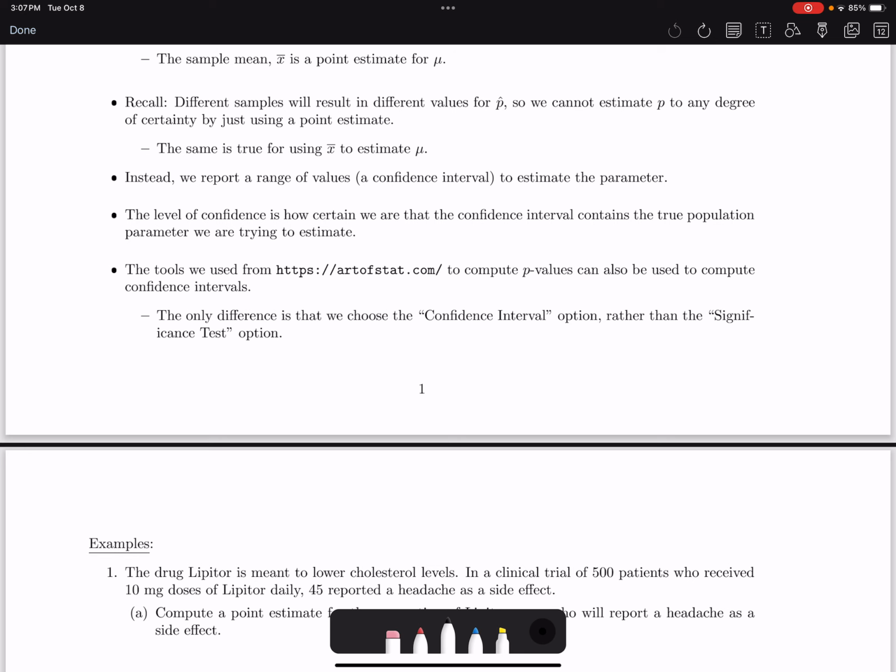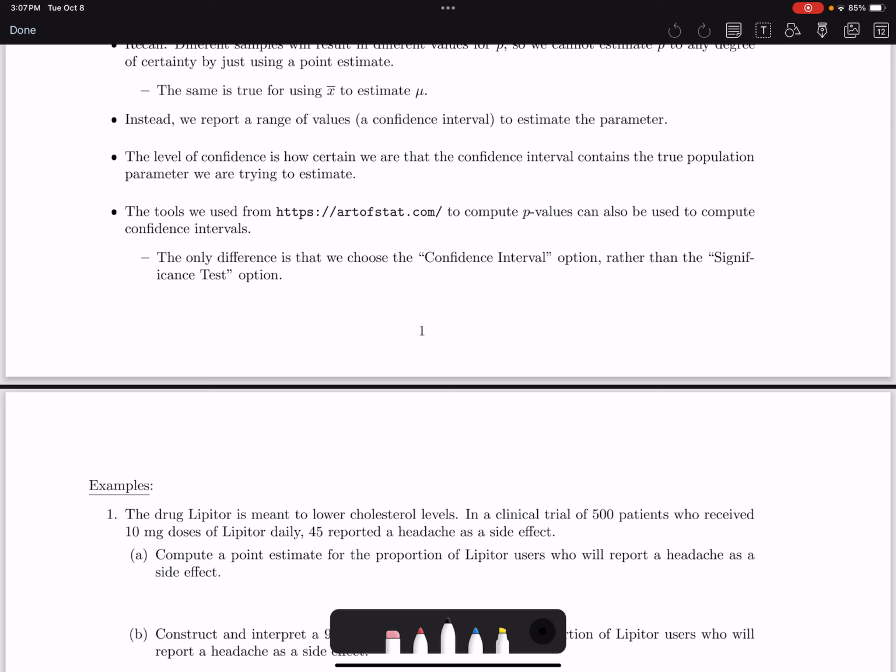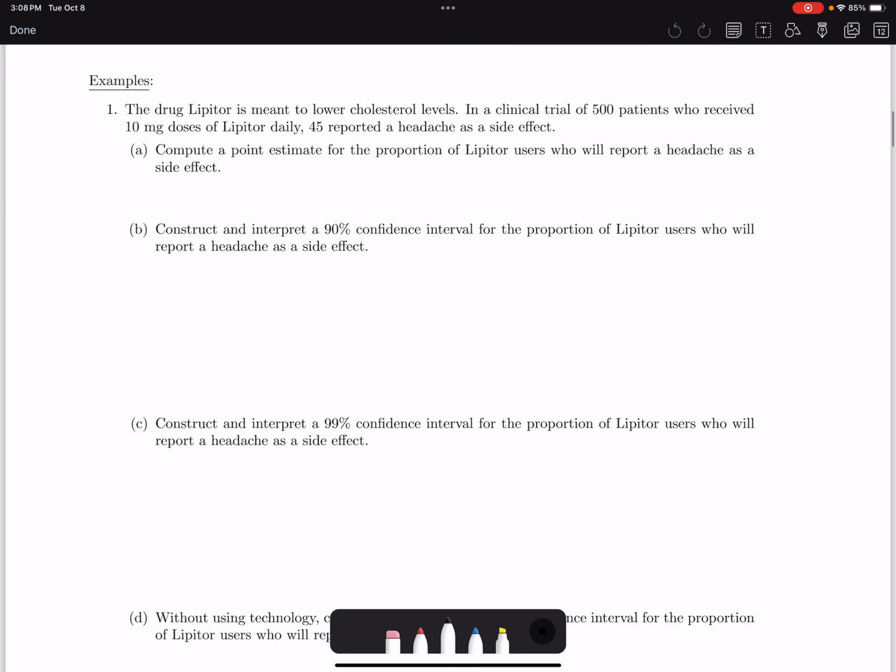Now, the tools that we used in the previous lecture from artofstat.com will come in handy for computing confidence intervals as well. The only difference is that we'll choose the confidence interval option instead of the significance test option when we go to compute a confidence interval. So with that in mind, let's just jump right in and compute some confidence intervals.